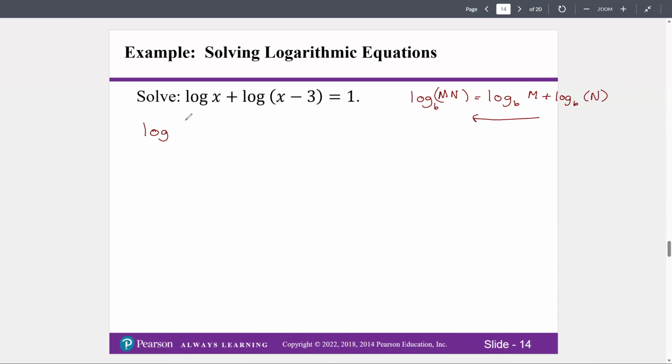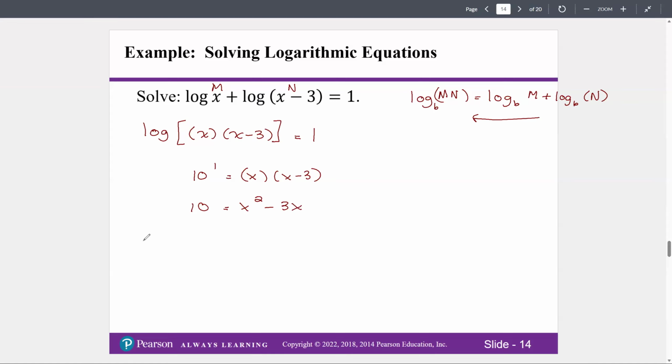I'm going to use a bracket here to make that easier. This is my m, this is my n. I've just combined them together. And this still equals 1. All right, so we know that this means a base 10. So 10 to the power of 1 is going to be equal to x times x minus 3. So 10 is equal to x squared minus 3x.